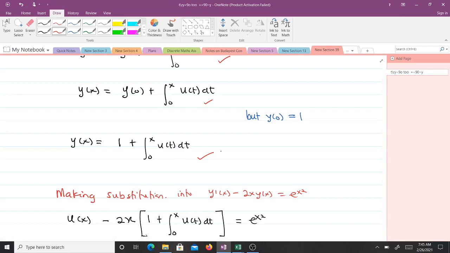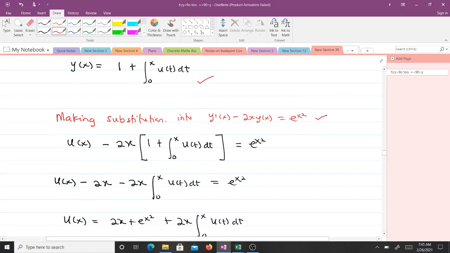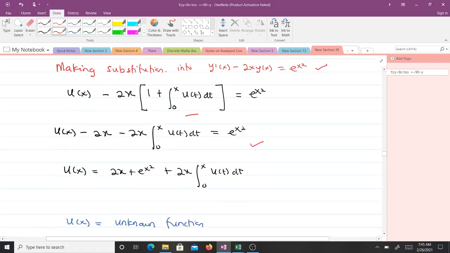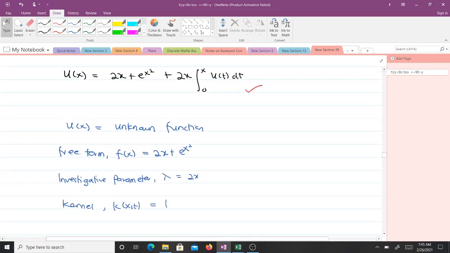So the next thing we do is make substitution into the main question, which is this one. y prime of x is u of x, and y of x is the whole of this. We then expand, multiply it out here, and that gives us this. We do rearrangement by making u of x the subject, and that gives us this thing here. So comparing u of x to the general form of a Volterra integral equation, our unknown function is u of x. This is our free term, this is our parameter, and this is our kernel. So that's it with converting initial value problems to the Volterra integral equation, mostly of the second kind.